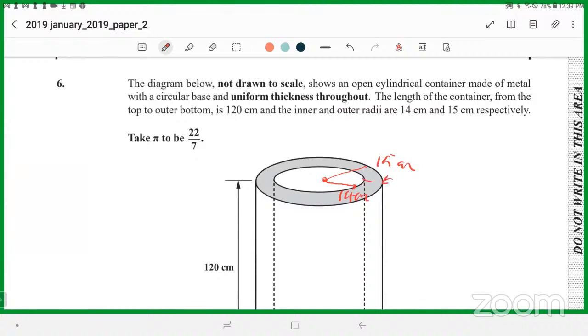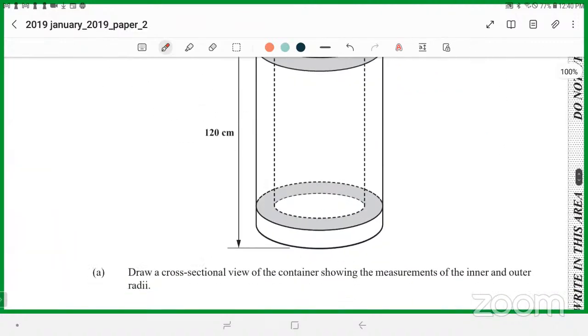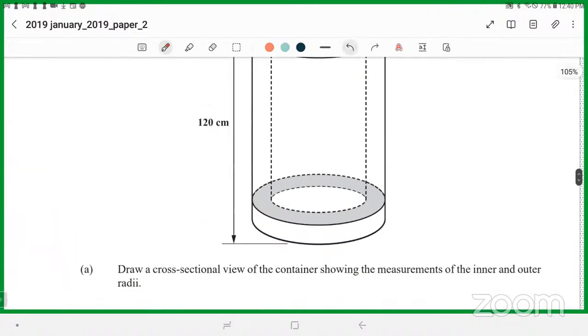You can say that the thickness is 1 centimeter. So we can write that. Let's put that on there: 1 centimeter thick. See there? That's the thickness of the material that makes this cup. And they said the same thickness throughout, so it is 1 centimeter thick. If you look at the bottom, it has the same thickness. So it means that right here is also 1 centimeter thick.